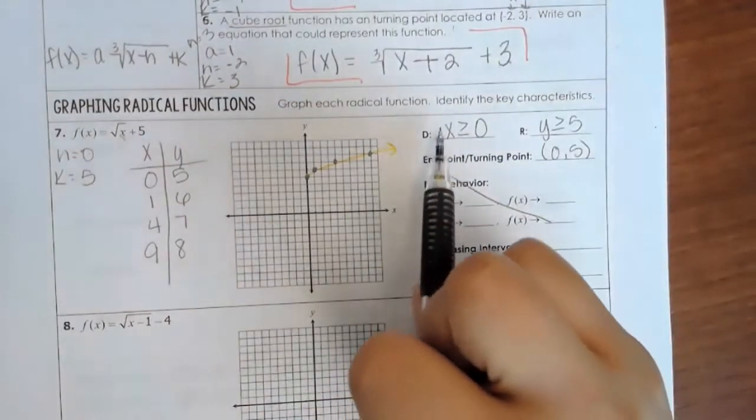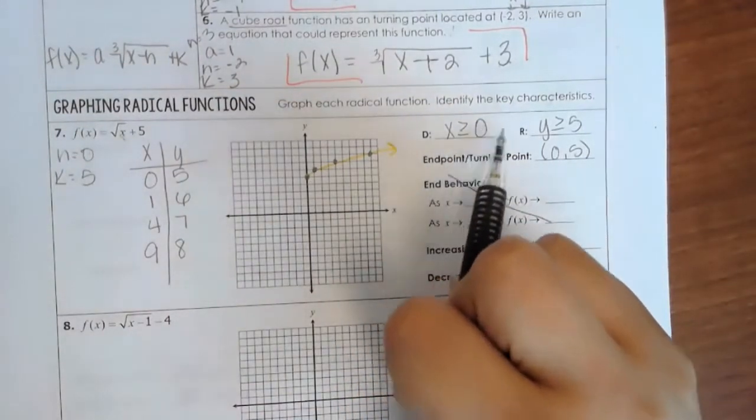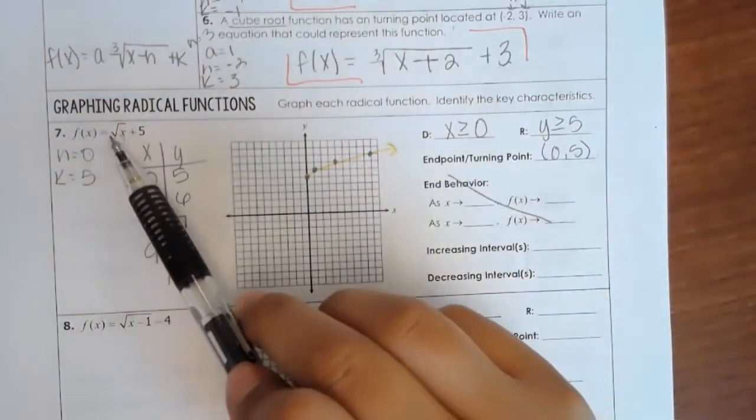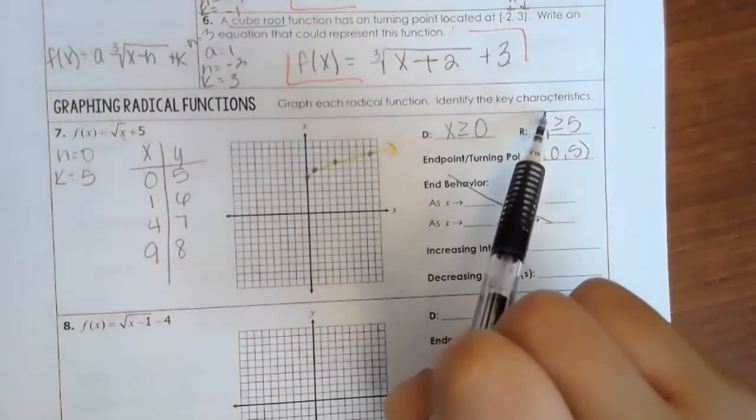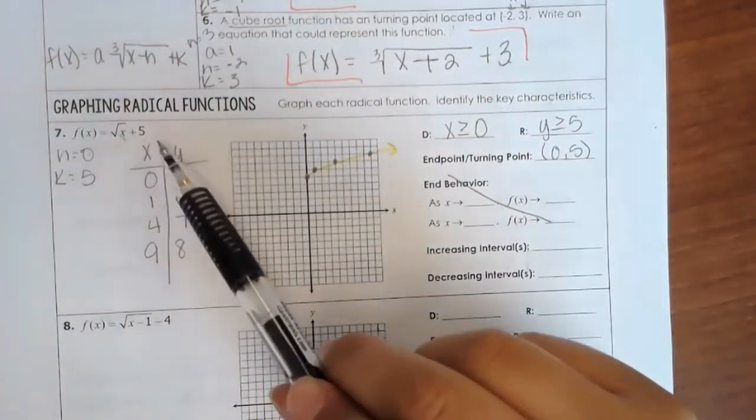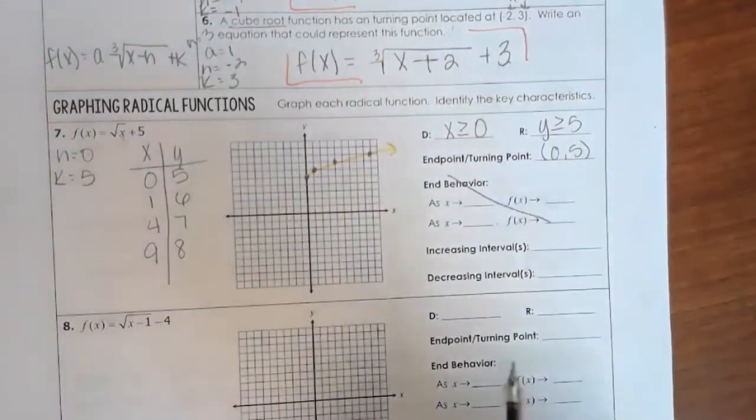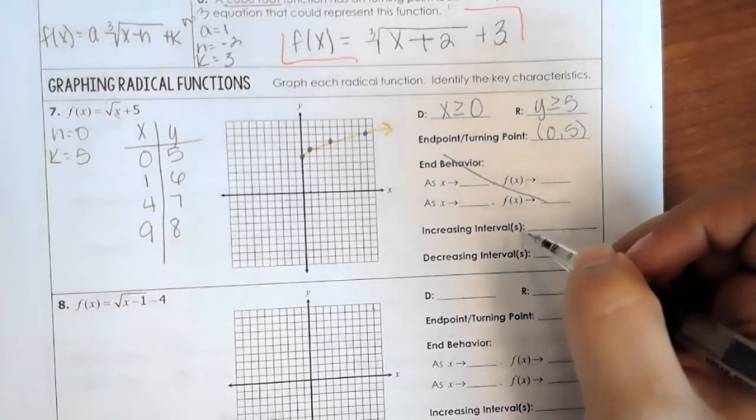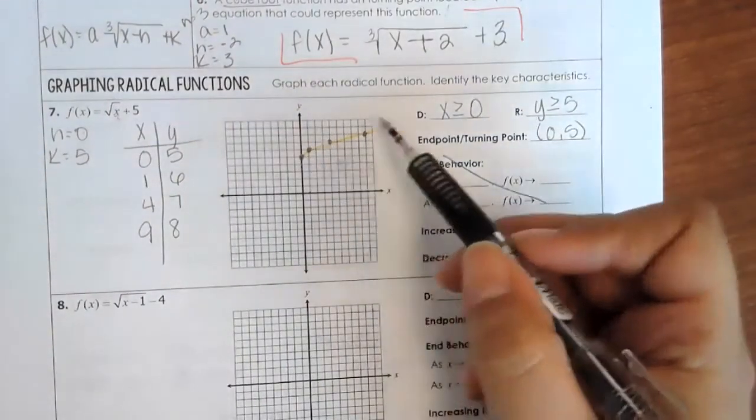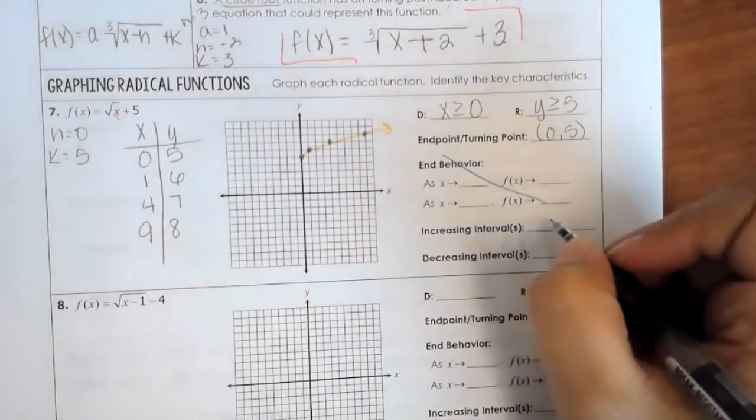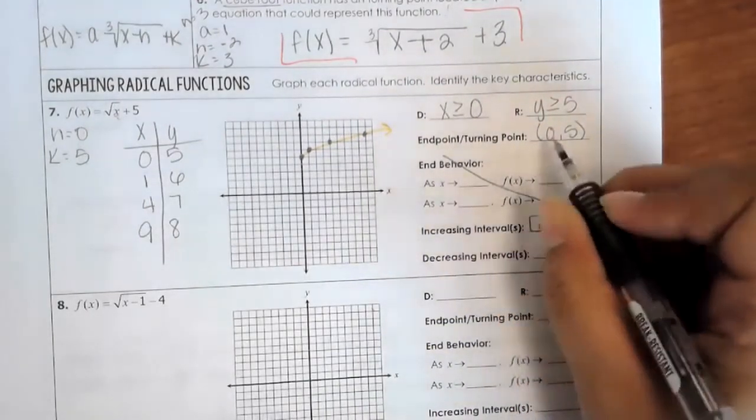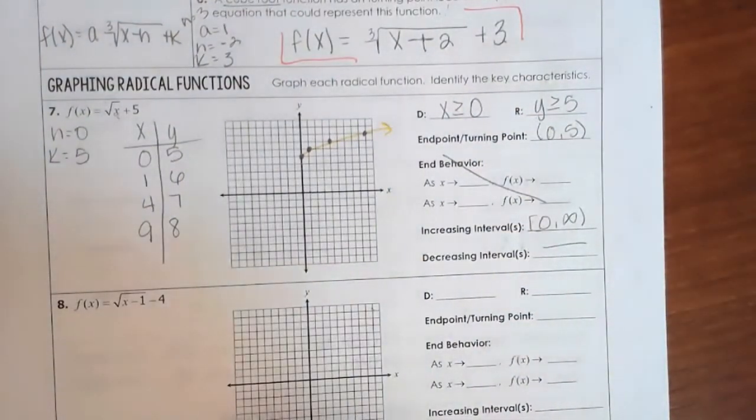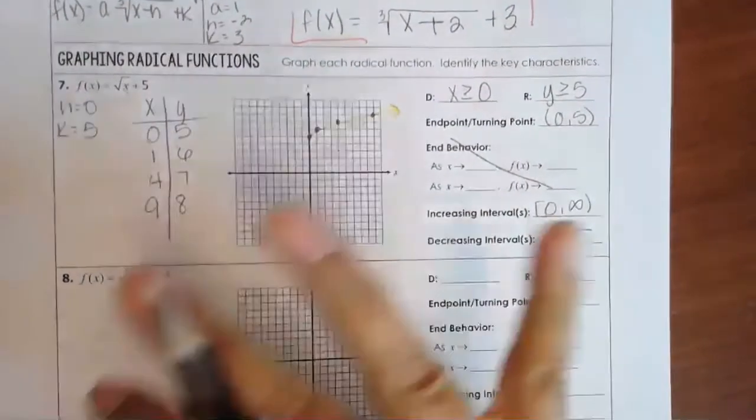So your domain is always going to be x is greater than or equal to h. Your range, if a is positive, is y is greater than or equal to k. If a is negative, then it's going to be y is less than or equal to k. You're either going to have an increasing or a decreasing interval. You're going to have an increasing interval so long as a is positive. So if a is positive, you'll have an increasing interval, and you will start at h and go to infinity. And you could put none or just put a line through the other interval that you do not have. And that's going to be it.